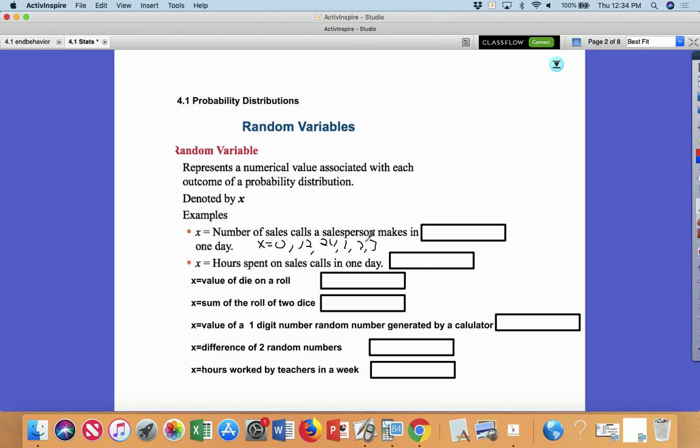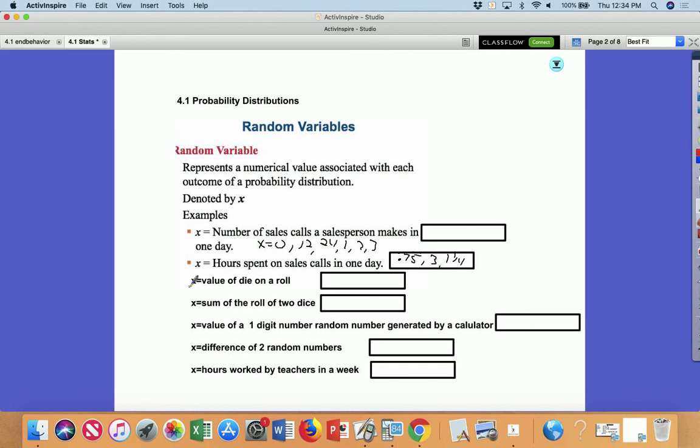What if they were working overseas? They were working 3 time zones. They worked like 18 hours a day. Yeah, but could they go 3/4 of an hour? Well, they could. 3 hours? Yeah. 1 1/4 hours? Okay. How about the value on the die on a roll? Well, we've already done that, 1 through 6, right?